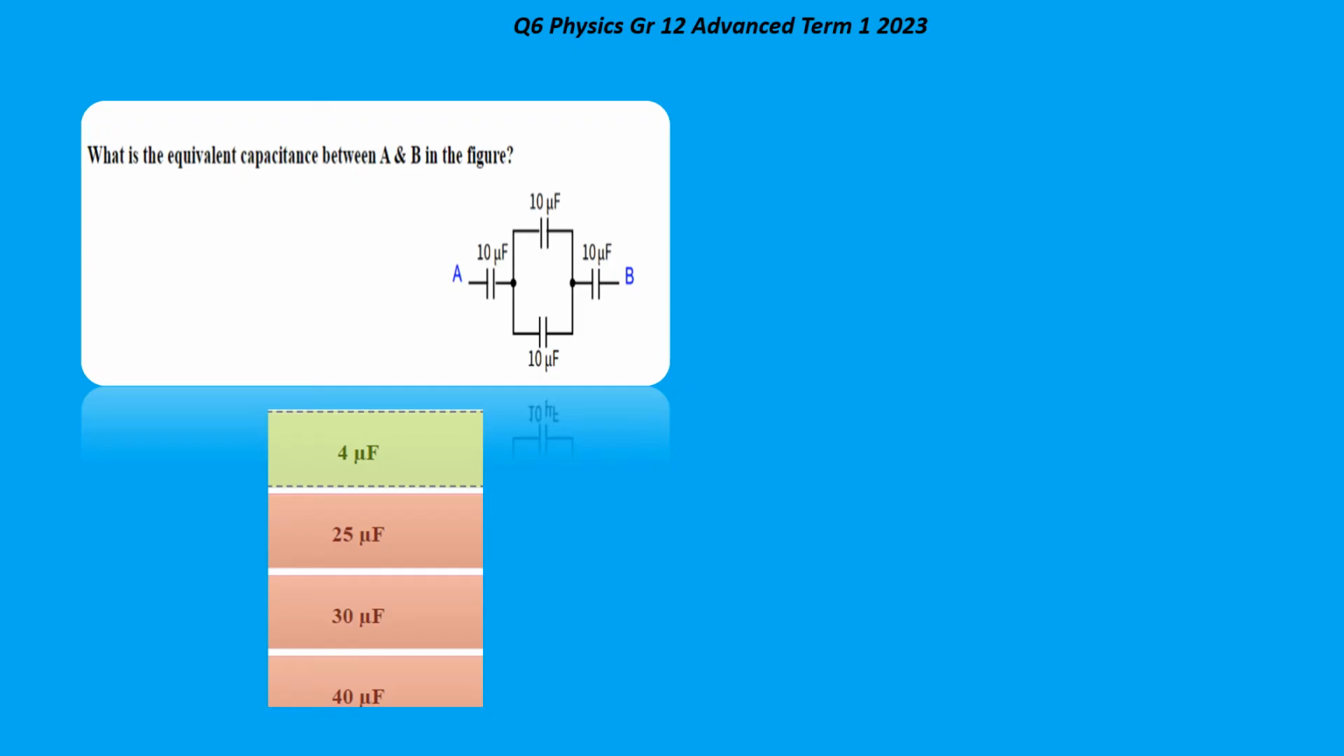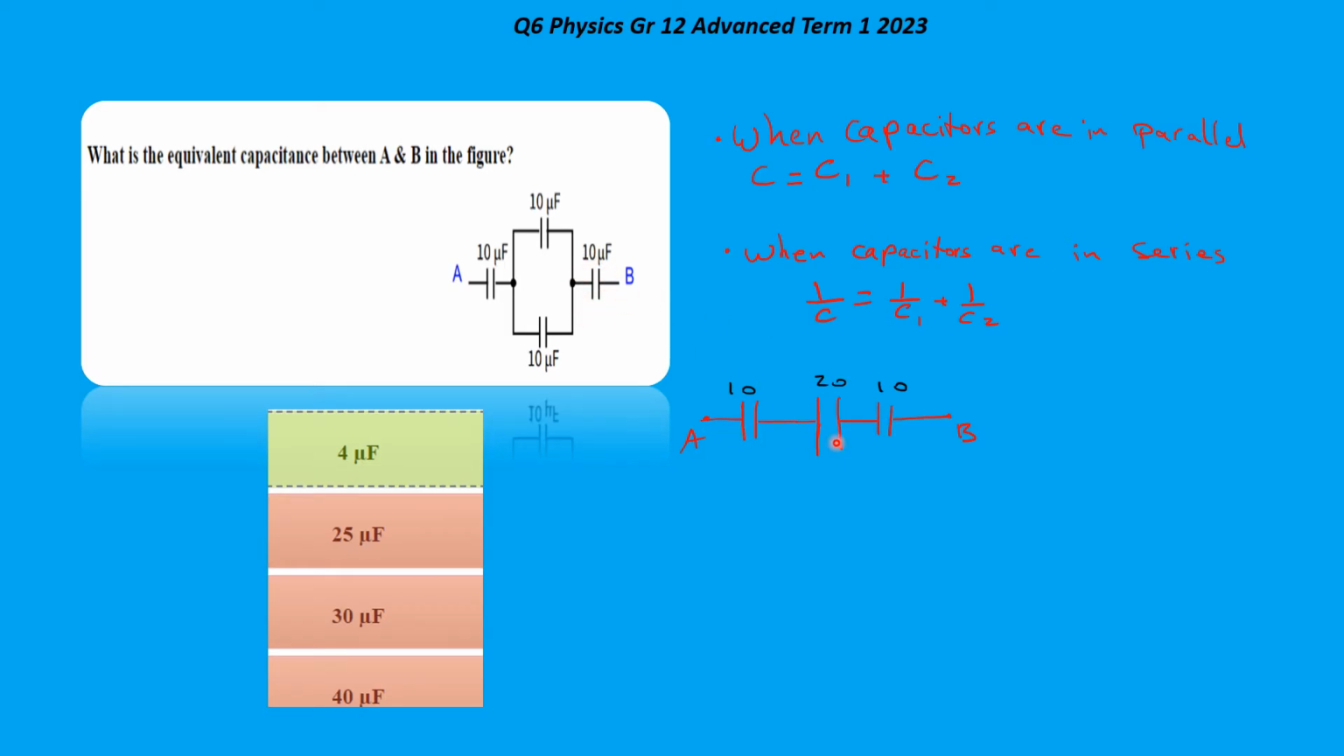What is the equivalent capacitance between A and B in this figure? So here we need to remember these 2 equations. When adding capacitors in parallel, we simply add their values. When adding capacitors in series, we do the inverse and do the addition. So we need to simplify the circuit because those 2 capacitors in the middle are in parallel, so we can simply add their values. So 10 here in the middle becomes 20, and 10 for the last one.